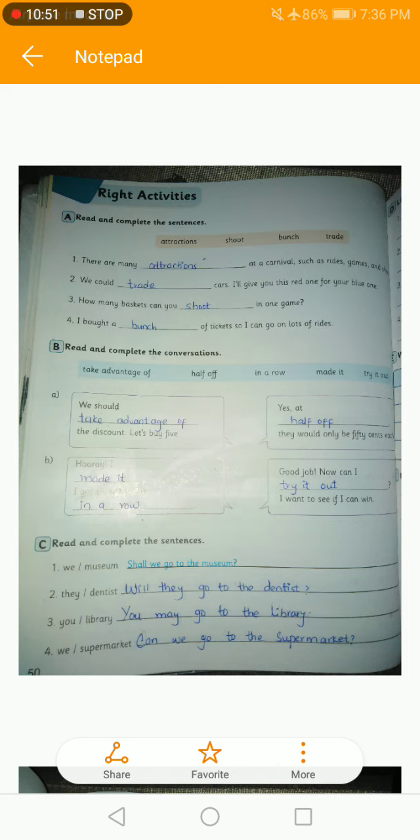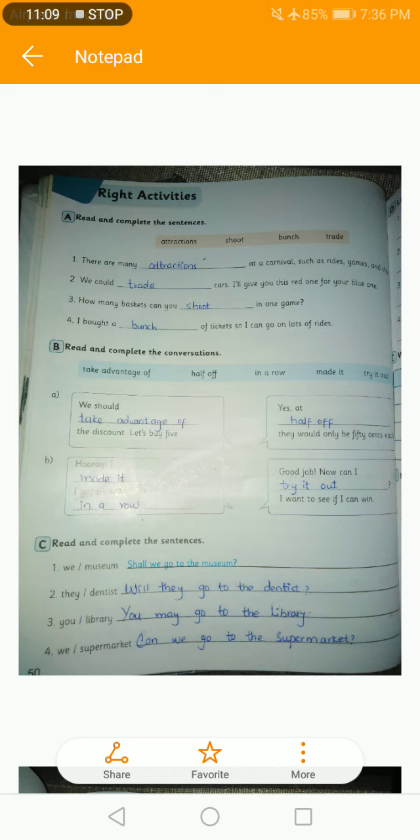Now can I try it out? I want to see if I can win. Good job. Now can I try it out? I want to see if I can win. So try it out. So it is a conversation between two friends. The first one. Look at the first conversation.